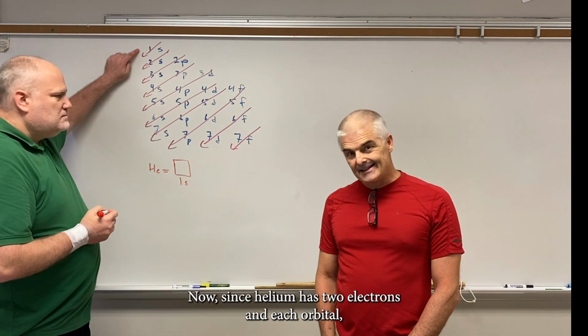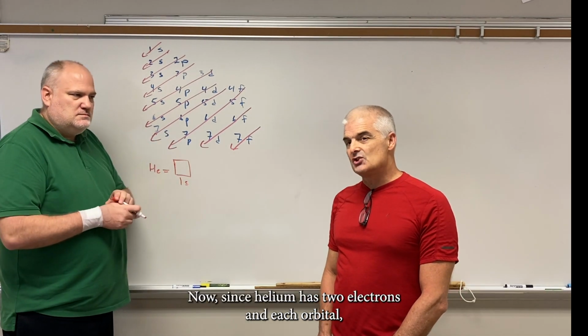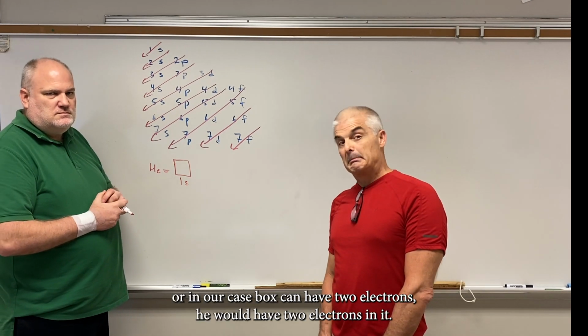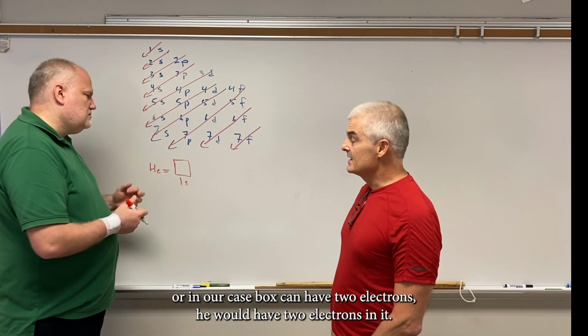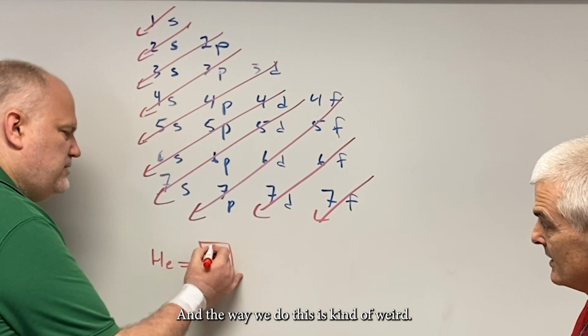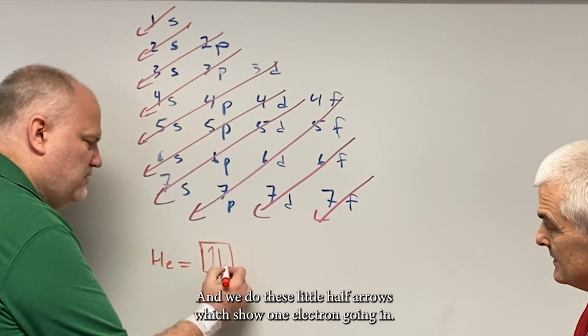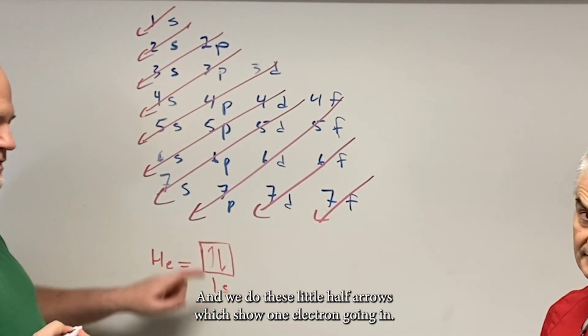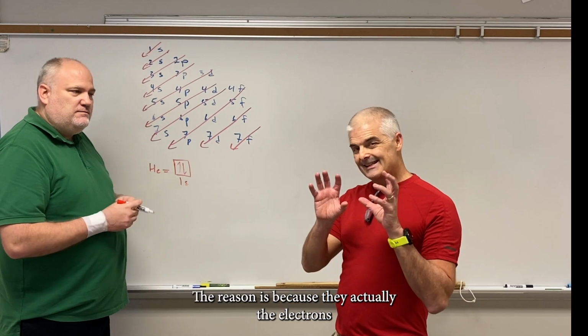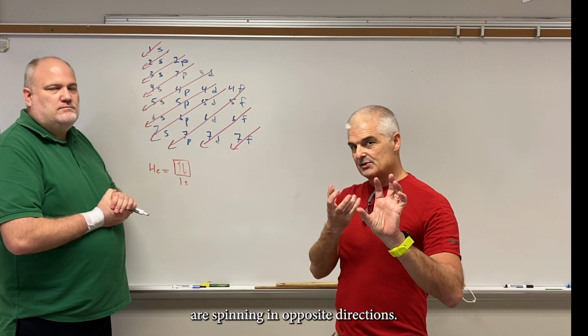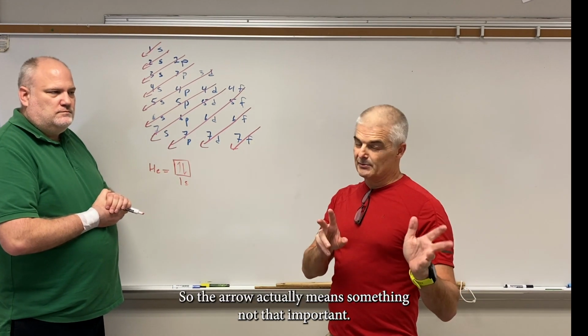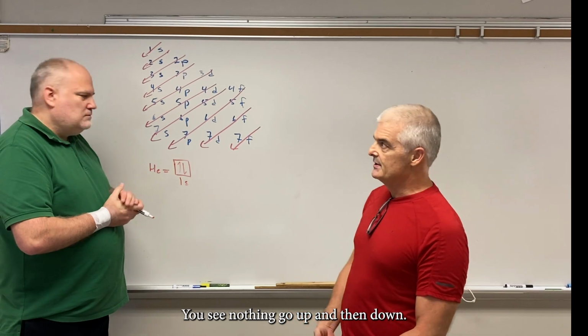Now, since helium has 2 electrons, and each orbital, or in our case box, can have 2 electrons, it would have 2 electrons in it. The way we do this is kind of weird. We draw little half arrows which show 1 electron going in and then the second electron. The reason is that the electrons are spinning in opposite directions, so the arrow actually means something. Not that important. You just need to know they go up and then down.